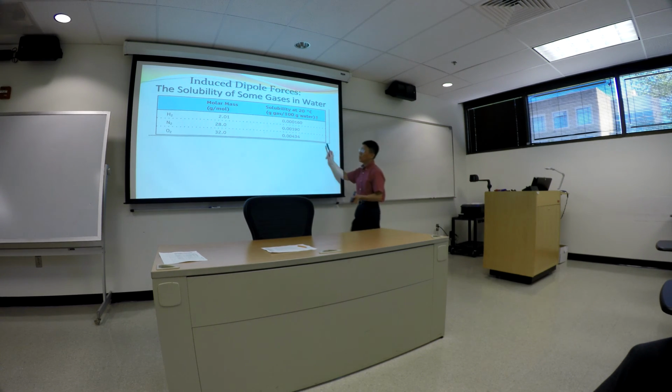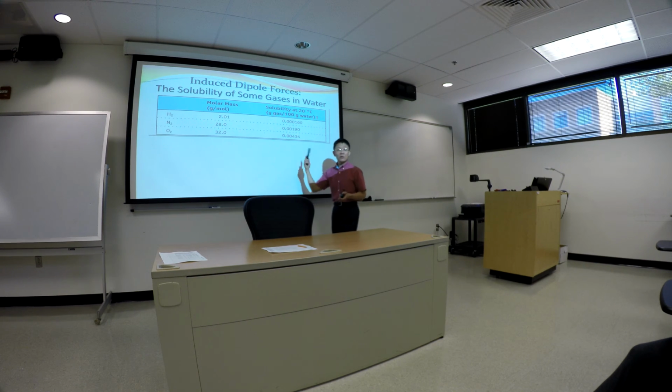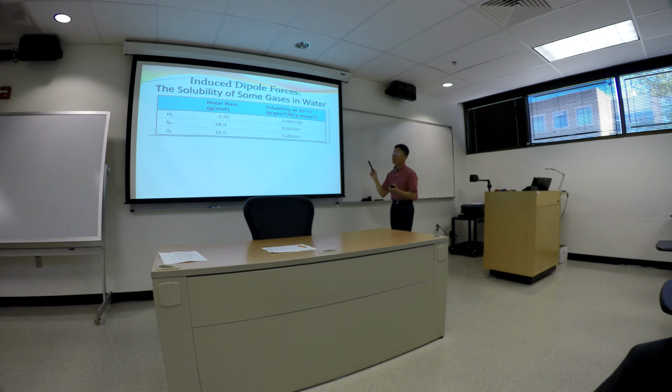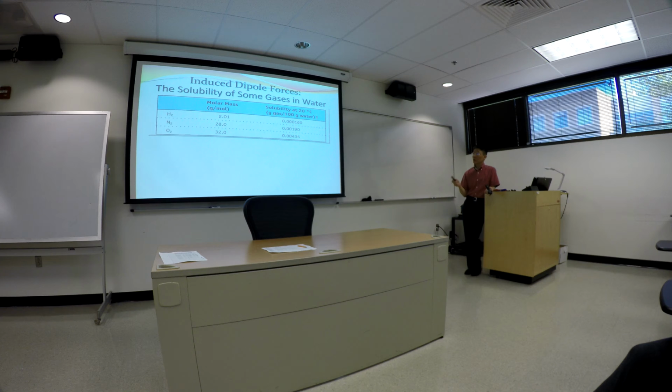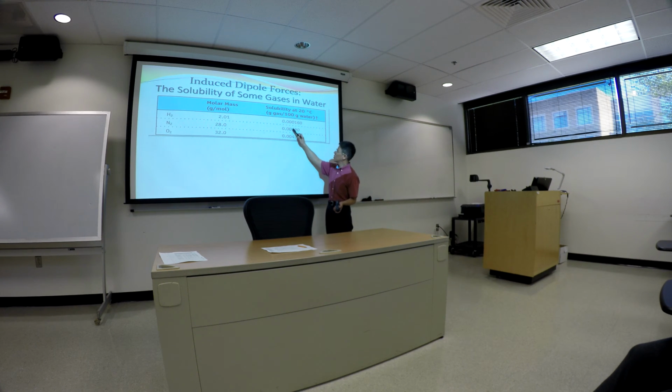So what we saw here, based on the experimental data, for hydrogen gas at 2 grams per mole, every 100 grams of water at 20 degrees Celsius will dissolve 0.00016 grams of hydrogen gas. Going to nitrogen, from 2 grams per mole to 28 grams per mole, you see an increase in solubility of almost a little bit more than tenfold, because you have 3 zeros there, and you only have 2 zeros in here.